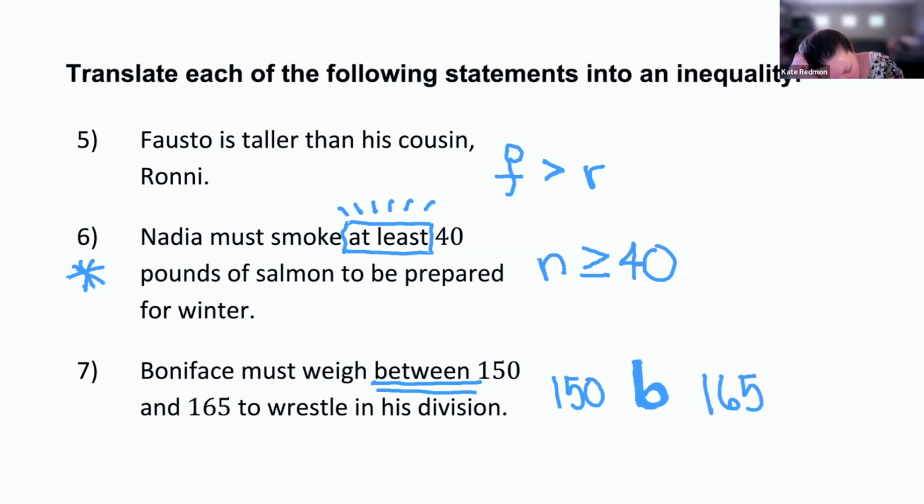Now, whenever you do these between ones, you do it in order from least to greatest. So you can see I have 150, then Boniface's weight, then 165. And you use either less than or equal to symbols because of that whole least to greatest thing. Let's see, he must weigh between 150. Is it okay for him to be 150? Yes. And 165. Looks like he could be 165 as well. And so I'll use less than or equal to signs because the two endpoints are acceptable weights.